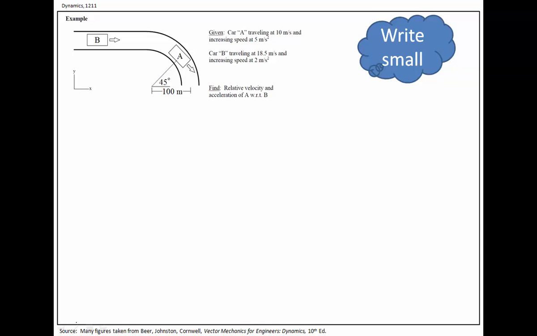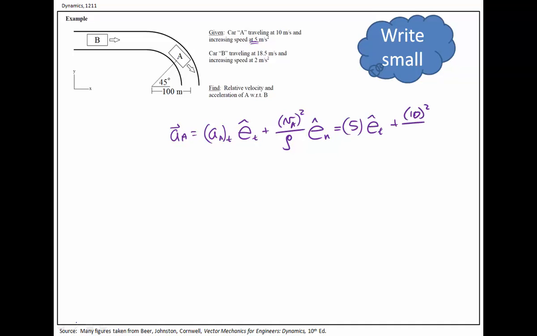All right, so I want to first find the acceleration of A. And I know that I already have it in tangential and normal direction, but it really would be better for me to have it in x and y. So I'll just write this out: the components here are going to be velocity of A squared over the radius of curvature times the normal unit vector. And so we could find that it's going to be 5 times et, because it says that it's increasing at 5 meters per second, plus 10 squared, so the velocity squared, divided by the radius of curvature, which is 100 here, and that's going to be en. And I happen to know that's going to be 1 right there.